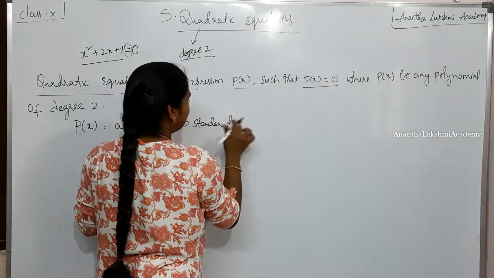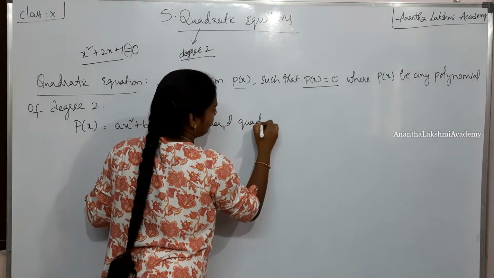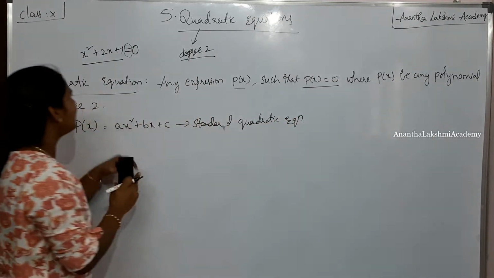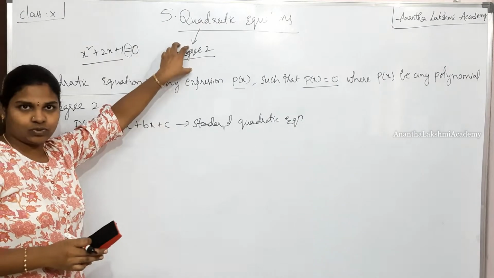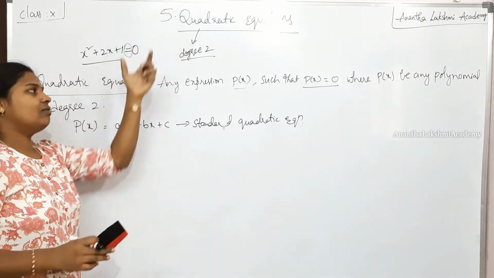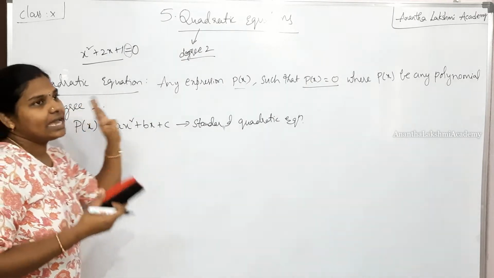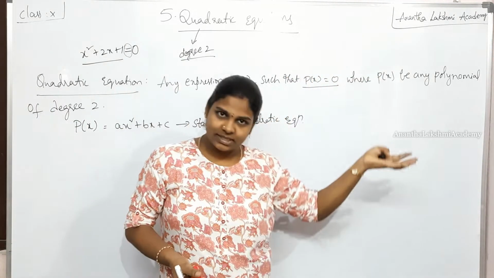Standard quadratic equation. The simple definition is that an equation whose degree is 2 is nothing but a quadratic equation. But in order to make you understand what is written in the textbook, it is given that any expression p of x such that p of x is equal to 0.